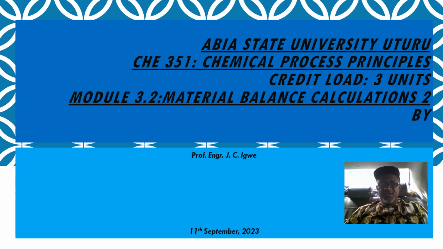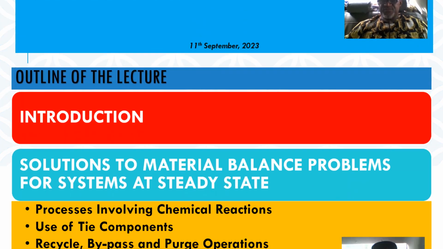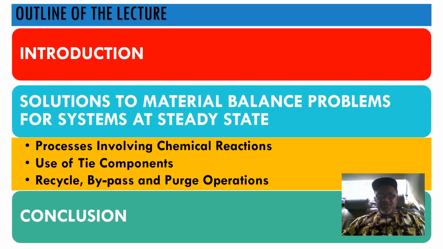Let's continue with material balance calculations 2. Module 3.2 is a continuation of module 3.1. We just divided that into 3.1 and 3.2, so the video will not be so long. We're going to look at an introduction, and solutions to material balance problems for systems at steady state. We'll look at processes involving chemical reactions, use of tie components, then recycle, bypass, and purge operations, and we'll conclude.